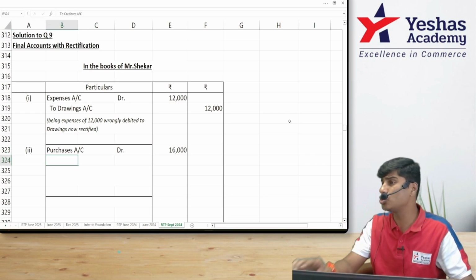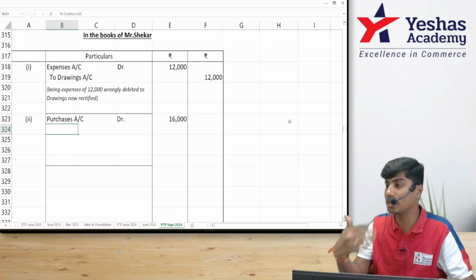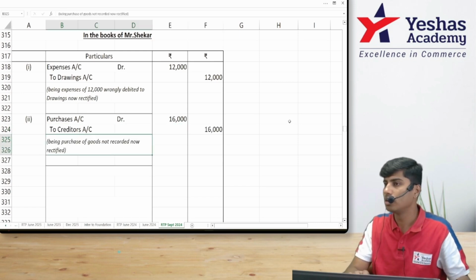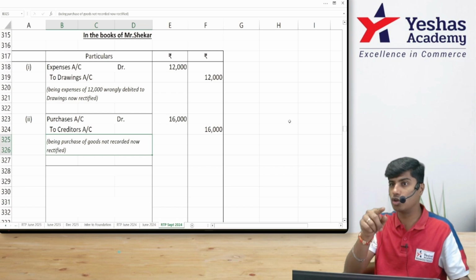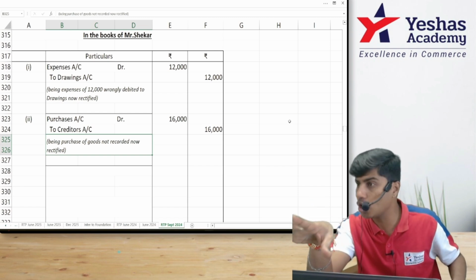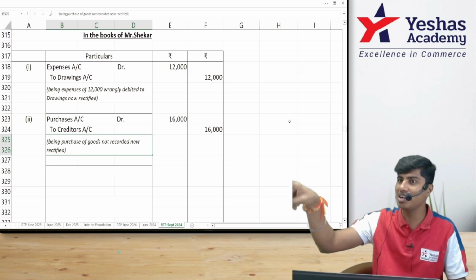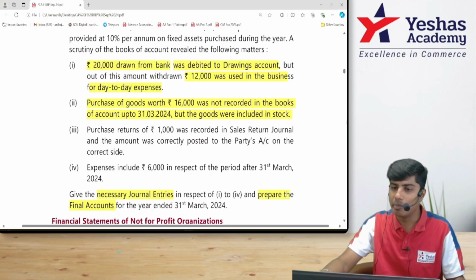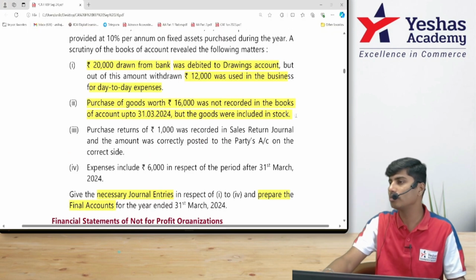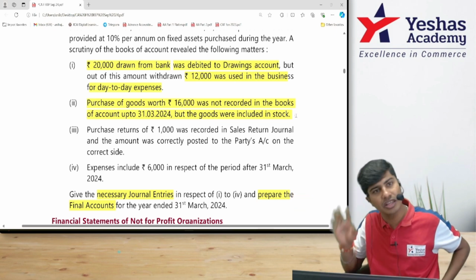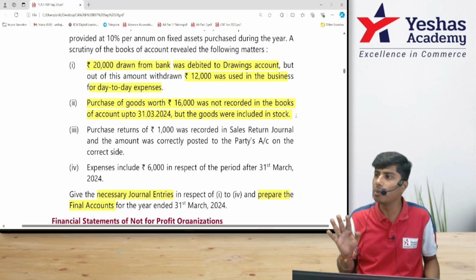We are not assuming that it is paid in cash. We are assuming that it is credit purchase. I'll write to creditors account 16,000. When the goods purchased have not been recorded, we should add it to closing stock also if they are not included. But don't worry, the physical inventory count they've done correctly. The goods were included in stock. So when they counted the inventory at the end of the year to find the closing stock, they have rightly counted. There is no problem in counting.